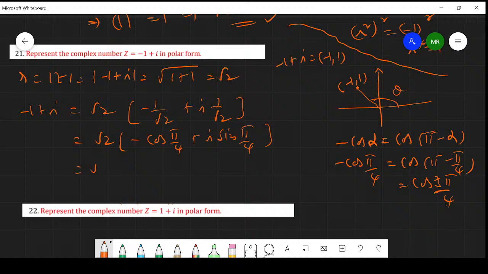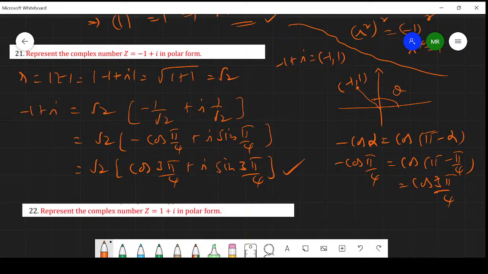Now my final answer: root 2 into minus cos pi by 4 equals cos 3 pi by 4. I will write cos 3 pi by 4, and the same angle for sin also, i sin 3 pi by 4. Sir, why? Sin will be positive in the second quadrant, and cos will be negative.